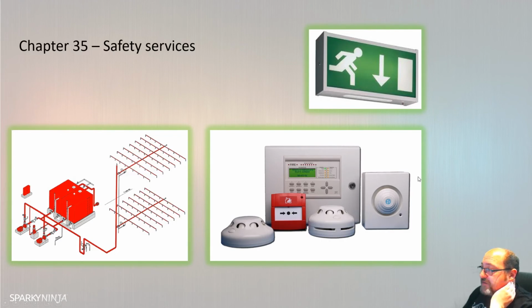Then we have safety services. Safety services has its own section in part 5 later on, but this just briefly mentions that the following electrical sources for safety services are recognised. We have storage batteries, primary cells, generator sets, and separate feeders. So these must be considered at this stage, and there's a whole separate section for them in part 5.